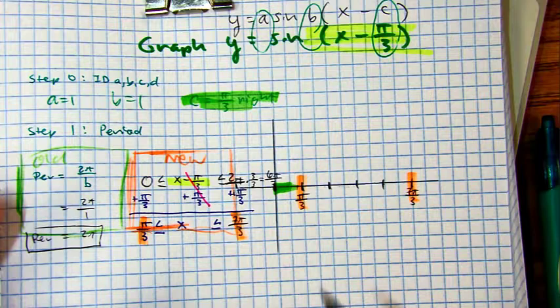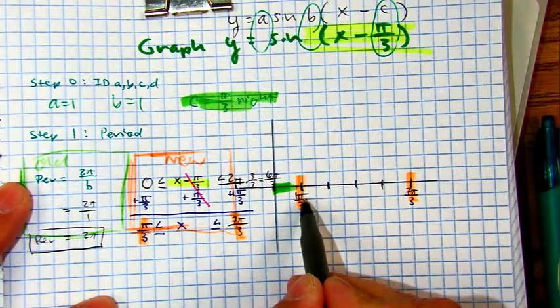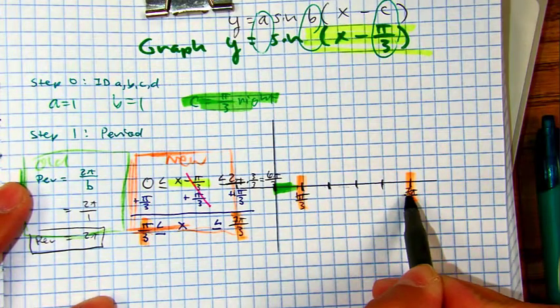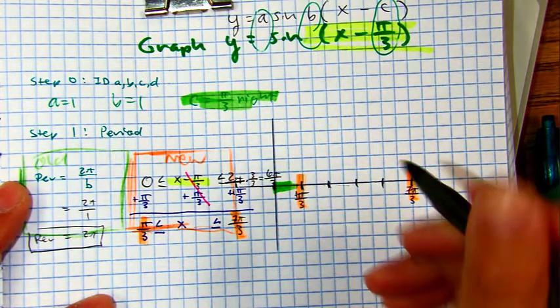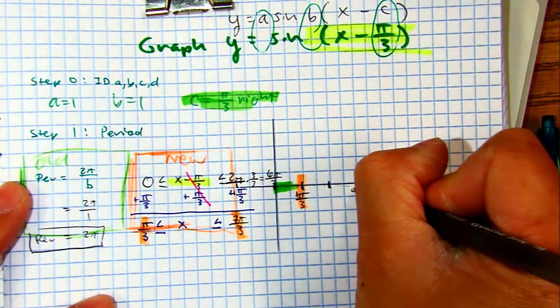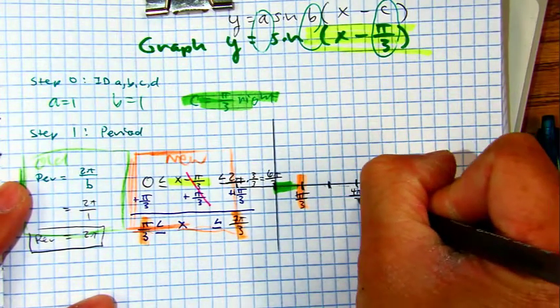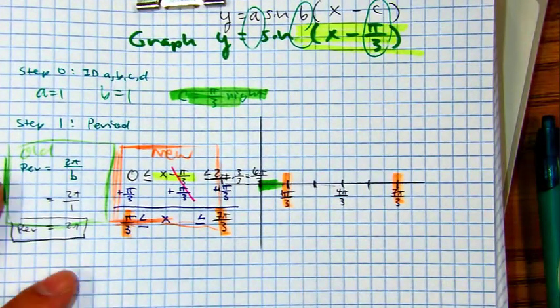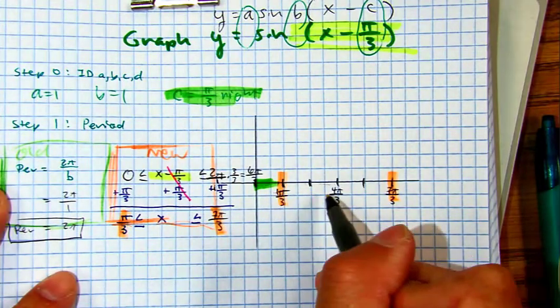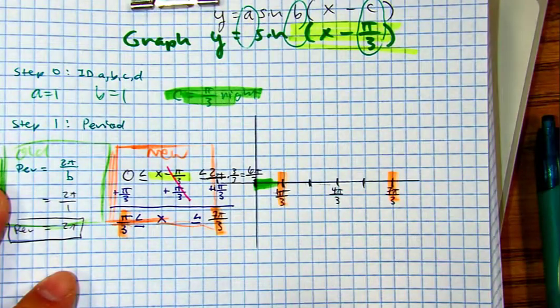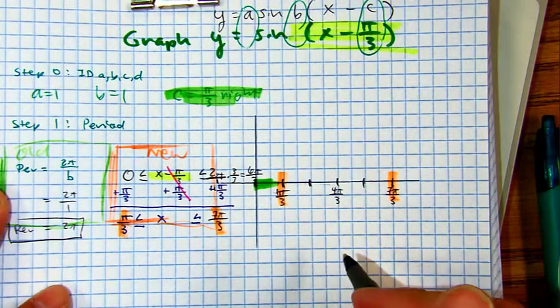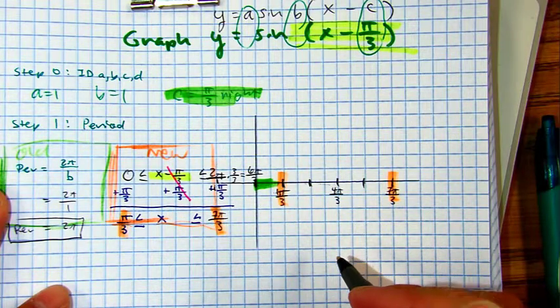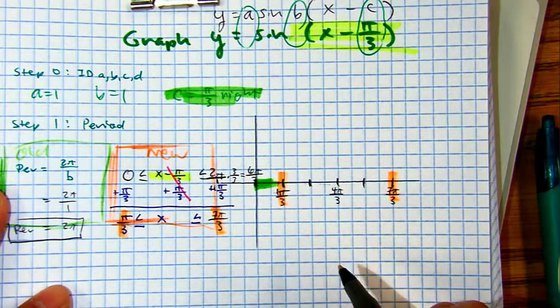Juan. 1 plus 7, 8. 8 divided by 2, 4. 4 pi over 3. Raise your hand if you got that one. Okay. Juan. 1 plus 4, 5. 5 divided by 2.